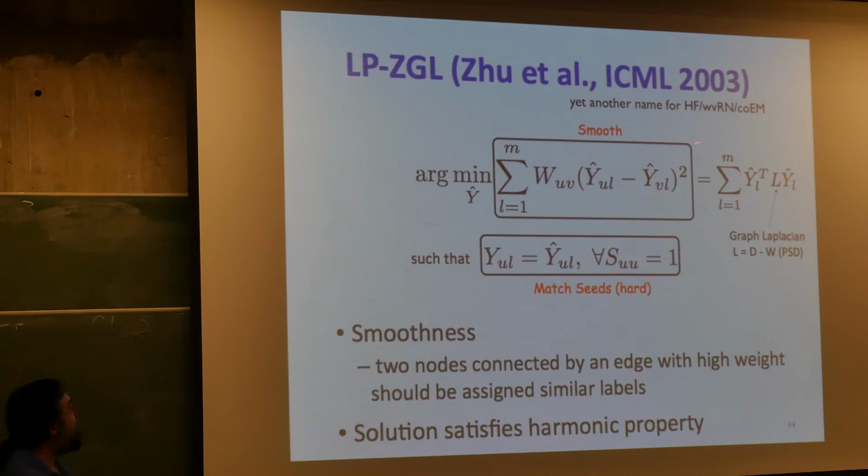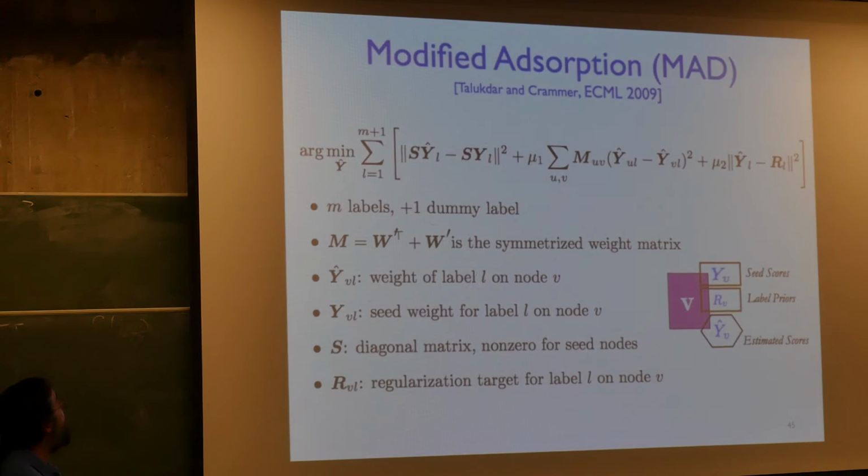So the question is, can you take this optimization algorithm and relax it to have a soft match for the seeds? And certainly you can. So he proposed this variation. S here is a diagonal matrix, which is basically true for the seeds. So this picks out the seed examples, and you can look at the difference between the predictions at those nodes and the seeds. You want that to be small, and small here means you're minimizing squared error.